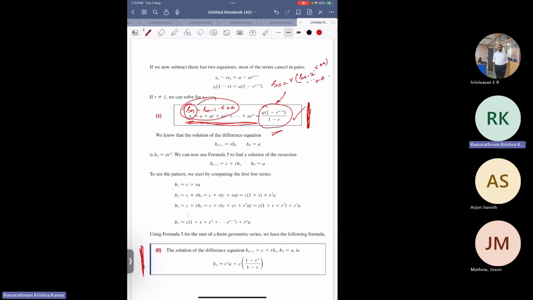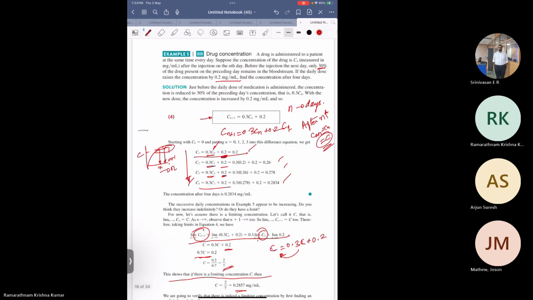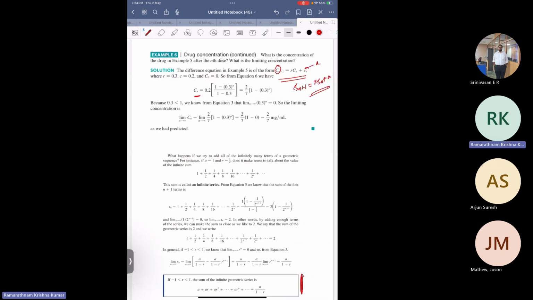A into 1 minus R power n plus 1 divided by 1 minus R. So that is 0.2 into 1 minus 0.3 power n divided by 1 minus R, because R is 0.3. A is 0.2, and C naught is initially 0. So this is the equation you get, as the sum is 2 by 7. It simplifies to 2 by 7 into 1 minus 0.3 whole power n. Clear?